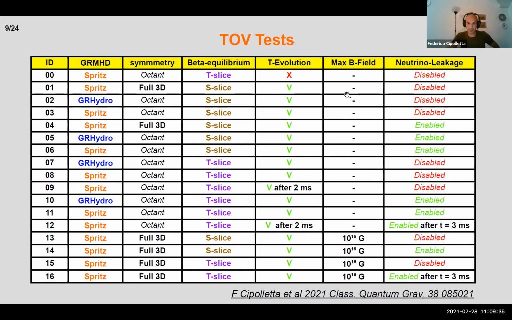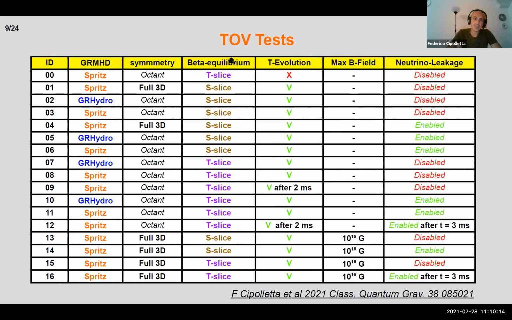In the paper of 2021, we presented several tests of evolution of a single TOV star, where we would like to show that the implementation we performed of the treatment of tabulated equation of state and the modeling of neutrinos was good. So we performed several tests, repeating some of those also with the GRHydro code, that is a GRMHD code in the Einstein Toolkit.